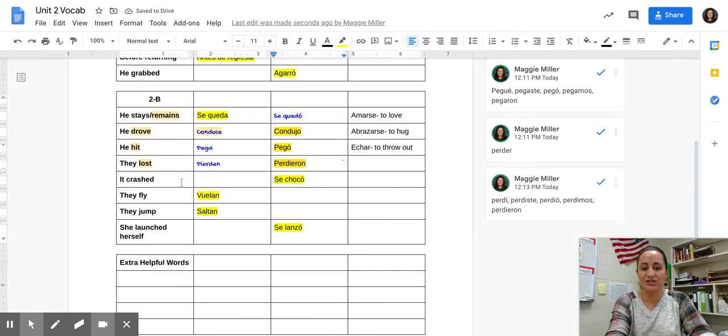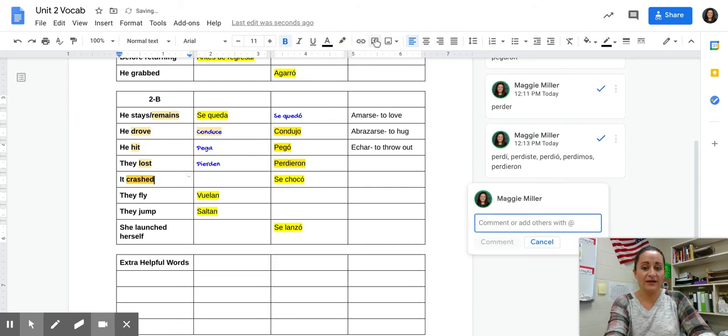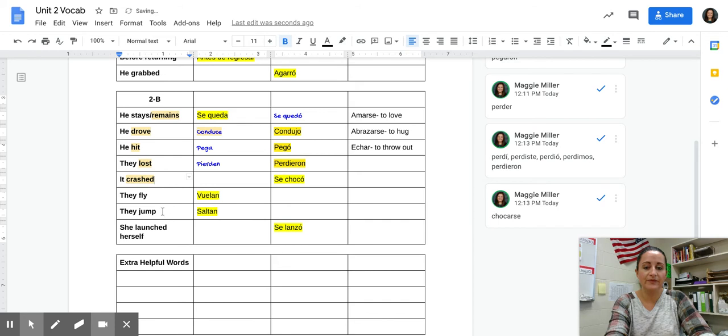Okay, it crashed. Repiten, se chocó. All right, let's look at that ending. What does that ending tell us? Tells us it's an AR verb. So how would I say to crash? Chocar? Just chocar? Nope, we need chocarse, right? Because there's a se in that original form, so we have to maintain that in our infinitive. He can't just get lost. He has to stay there. So chocarse means to crash.